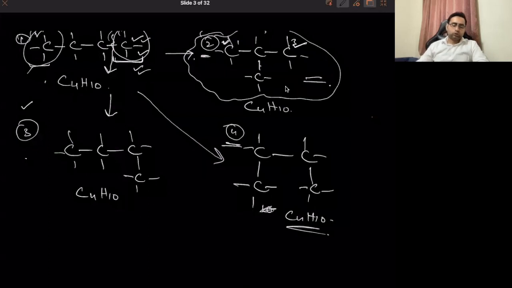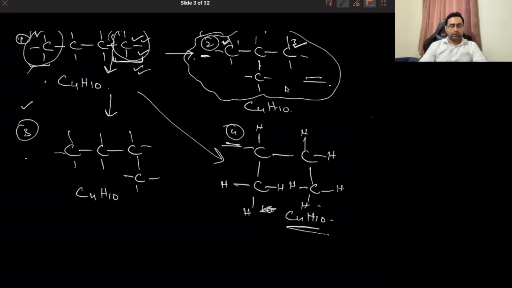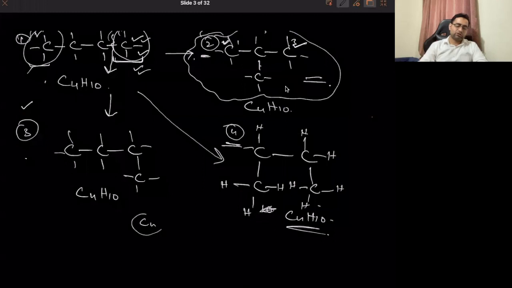Fatima, you don't need to draw H. It's understood that when you show a bond, there is hydrogen attached. So most of the time we don't need to show this hydrogen. So this was about isomers. There's only the 4 carbon chain in your syllabus, so I'm focusing on this 4 carbon.